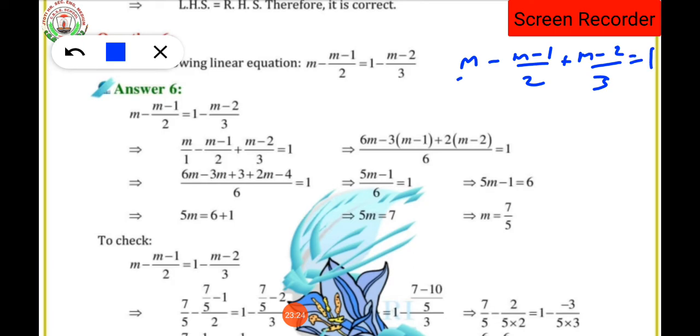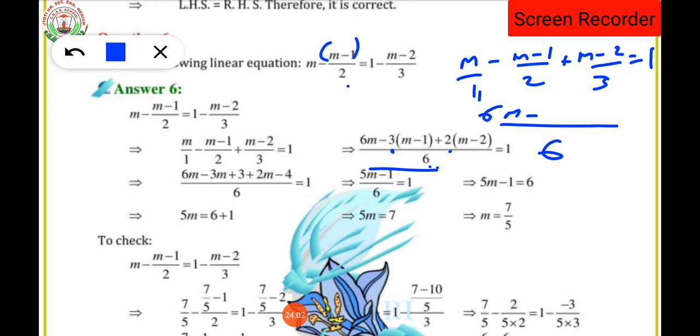Now calculating this, here m has nothing in the denominator, meaning 1. Now taking the LCM of 1, 2 and 3 will become 6. Now 6 comes in the table of 1 how many times? 6 times. That 6 will be multiplied with m, so it will become 6m. Then minus, 6 comes in the table of 2 how many times? 3. So here 3 will be multiplied inside the bracket. Clear? Now 6 comes in the table of 3 how many times? That comes 2 times.